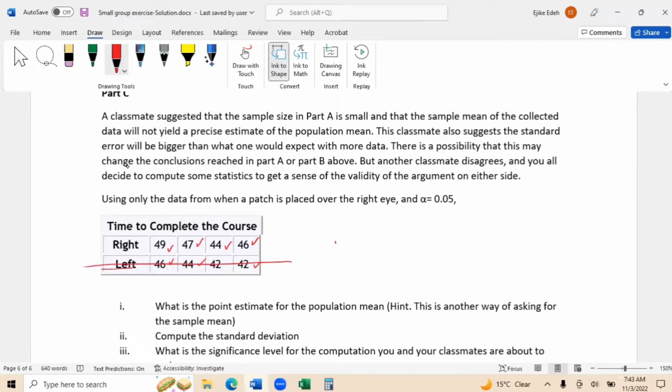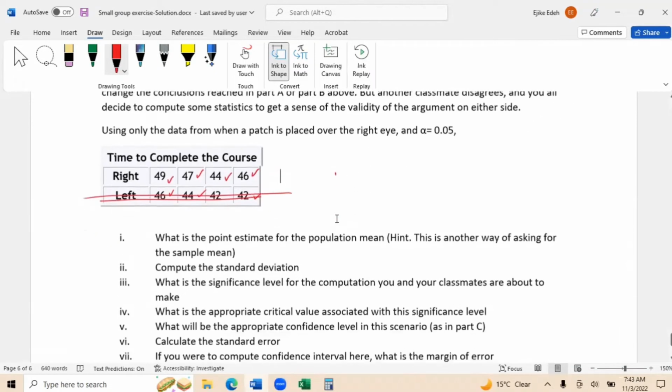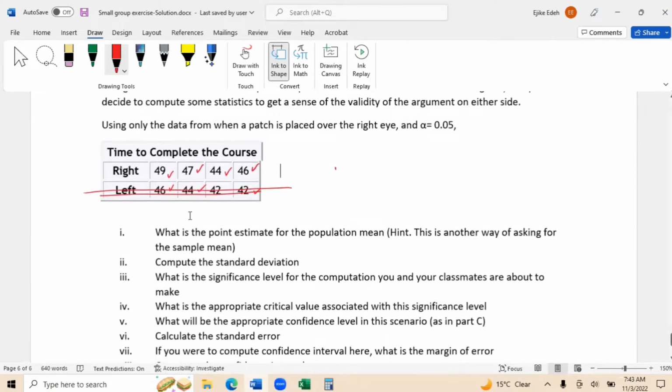We don't need this. The question says use the data for only when the patch is placed on the right-hand side to answer the question in this section. The ideal thing is we do the two and then conduct the hypothesis testing to decide how this argument comes out. But this is just testing knowledge. So we know that if you can do it for only one side, you are able to do it for the second side. So we're going to focus on only the right side.